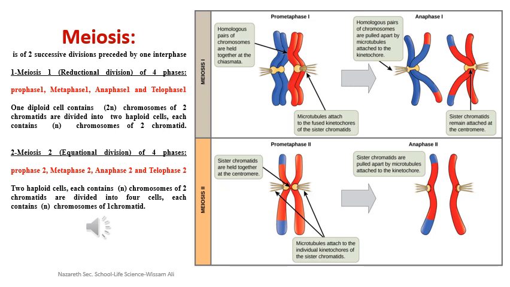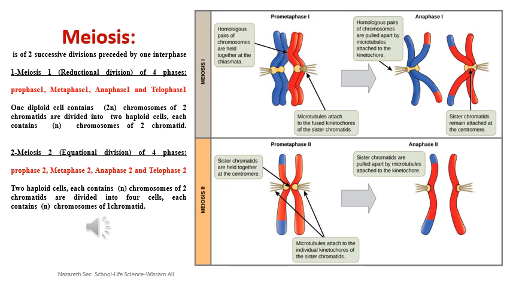Meiosis 1 is also named the reductional division, while meiosis 2 is named the equational division. During meiosis 1, one diploid cell, which contains 2n chromosomes of two chromatids, is divided into two haploid cells. Each contains n chromosomes of two chromatids, while during meiosis 2, these two haploid cells are divided into four cells. Each contains n chromosomes of one chromatid.